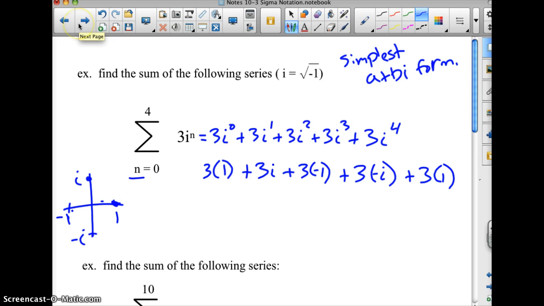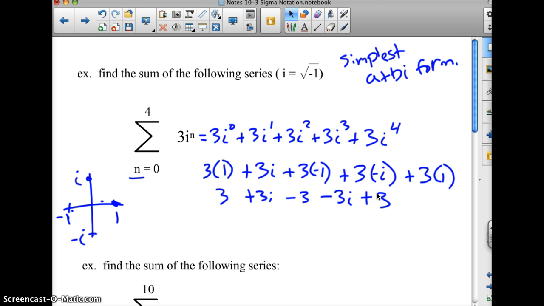So what's that going to be? Let's combine some like terms here. 3 plus 3i minus 3 minus 3i plus 3. Okay, so then I'm going to cross out this up here. The 3i and the minus 3i are going to cancel. And then the minus 3 and the plus 3 cancel. I'm left with 3 for my answer. If it wanted simplest a plus bi form, I would say plus 0i. But the instructions didn't say that originally.